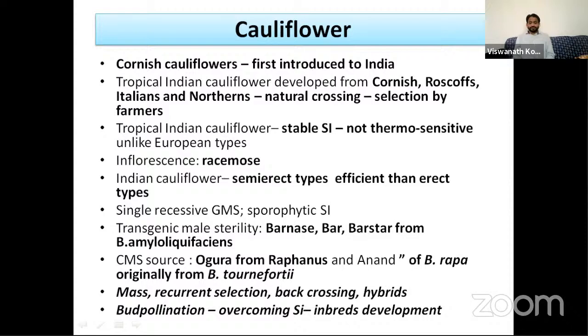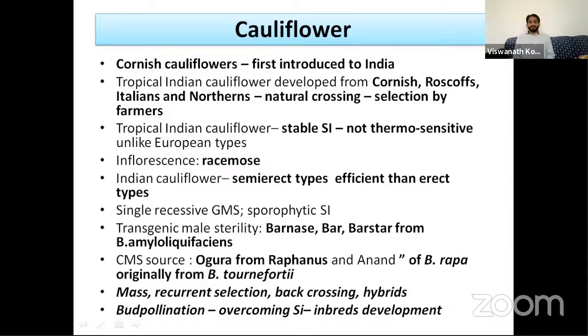So how did the tropical Indian cauliflowers originate? After bringing them here, there was natural crossing among these European types and selection by the farmers for heat tolerance and adaptability to our Indian conditions. So by natural crossing and selection by the farmers, our tropical cauliflower originated from the European types, especially the Cornish one. This tropical Indian cauliflower has stable self-incompatibility, whereas the European cauliflowers were thermosensitive, because at high temperatures their self-incompatibility will be broken.